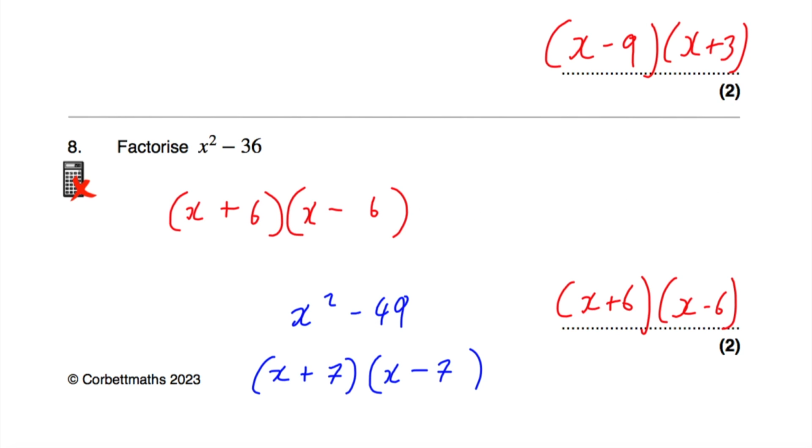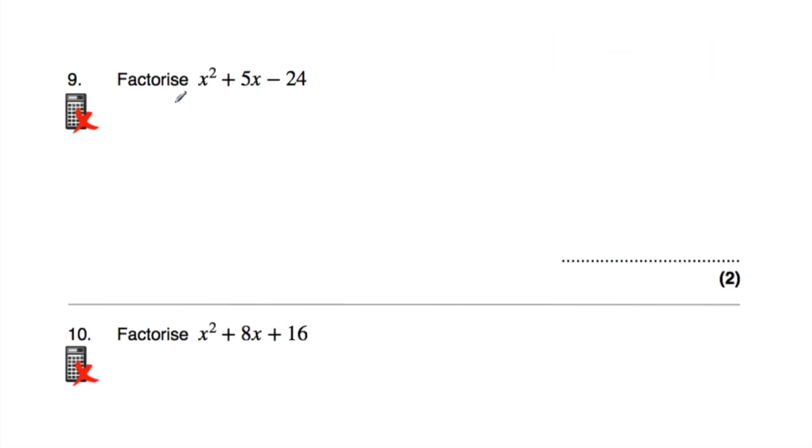Okay, let's have a look at our next question, question number 9. We've been asked to factorize x squared plus 5x subtract 24. Here again, we've got it in the form of x squared plus bx plus c. So let's put our brackets down, and because it's x squared, let's put x's at the front of both brackets.